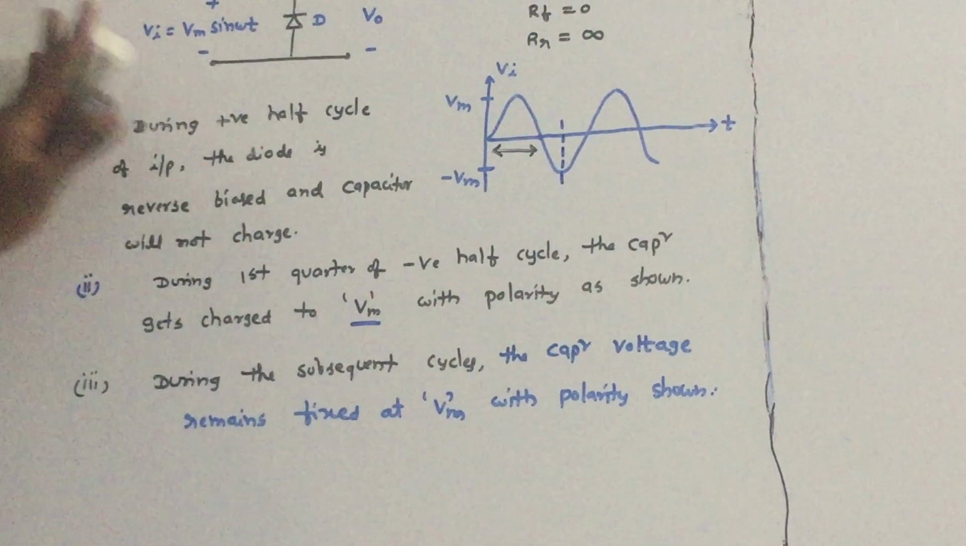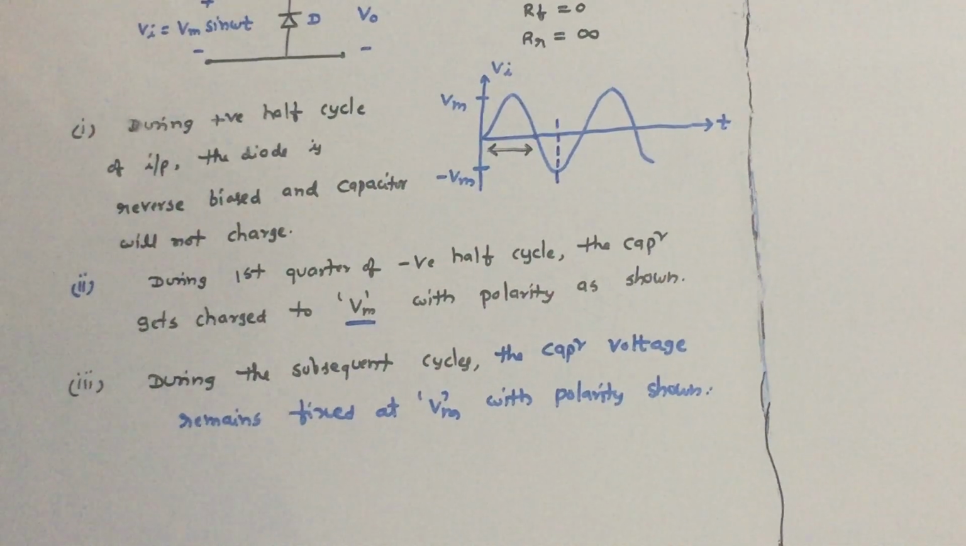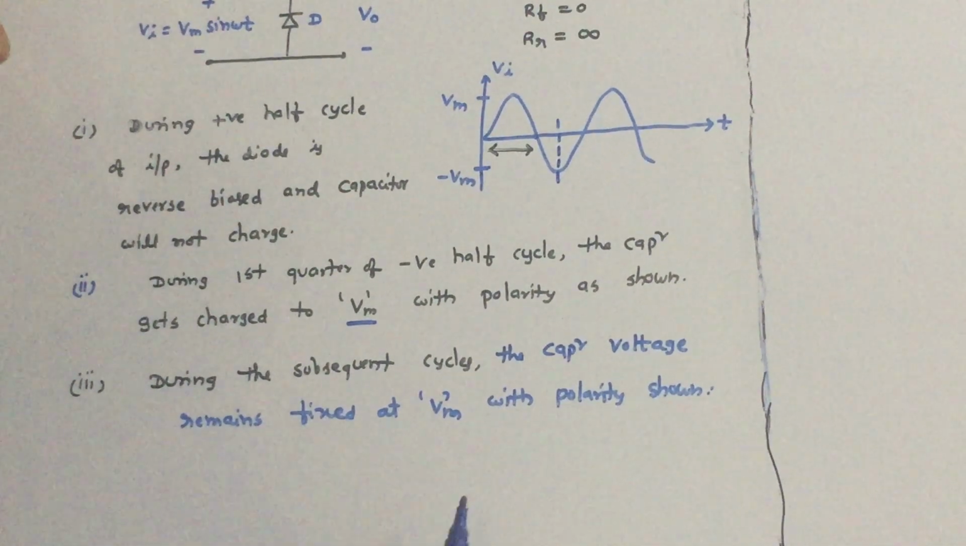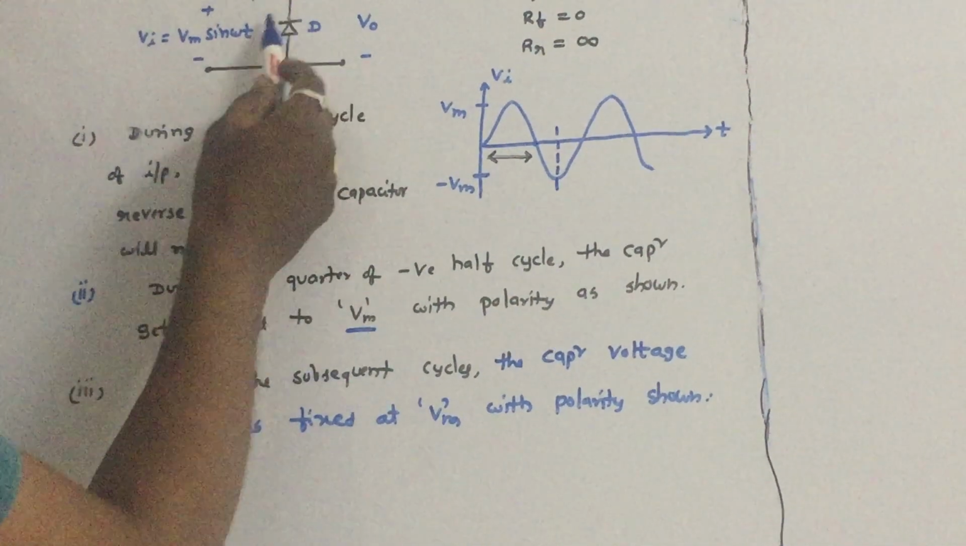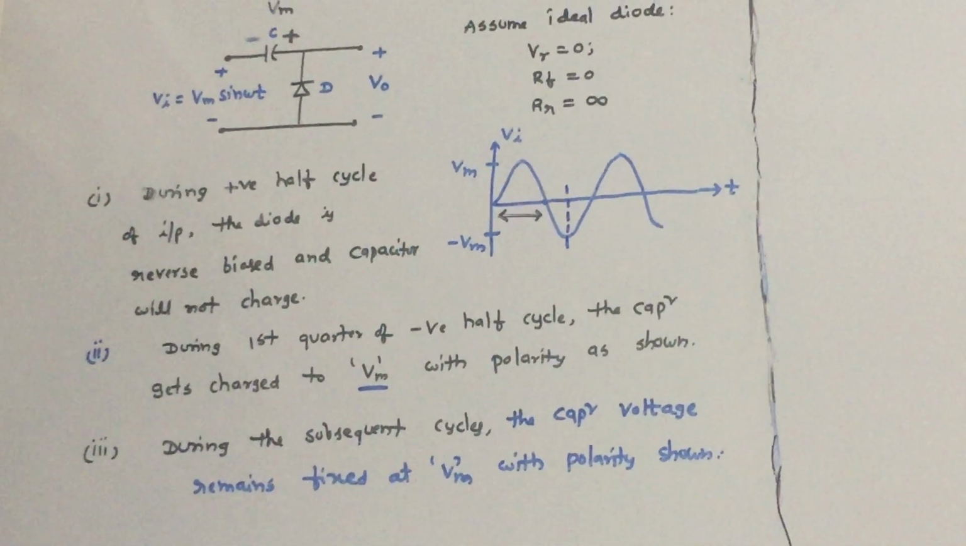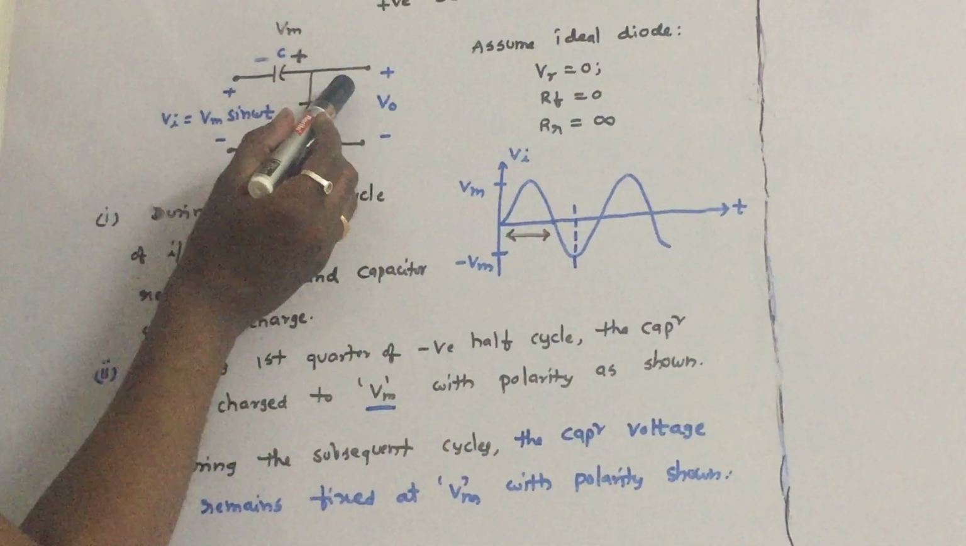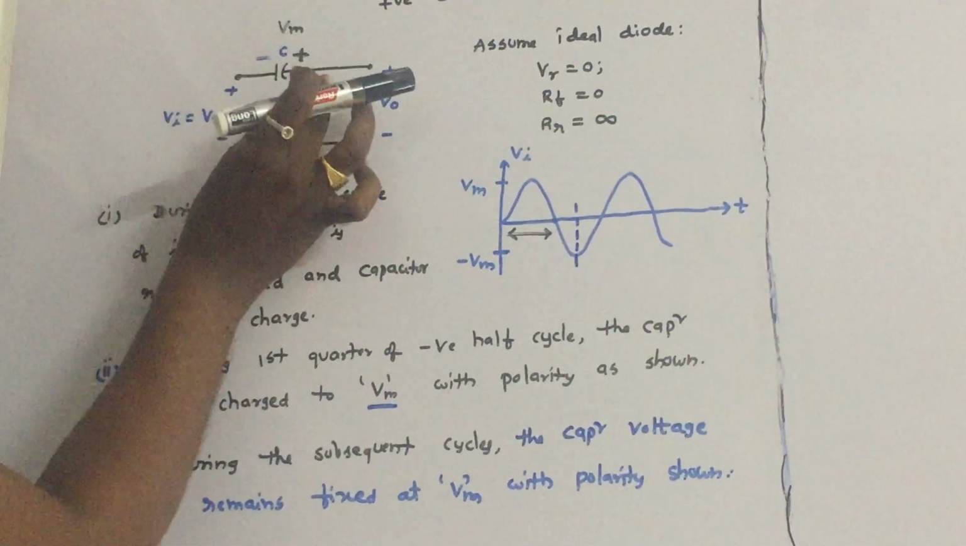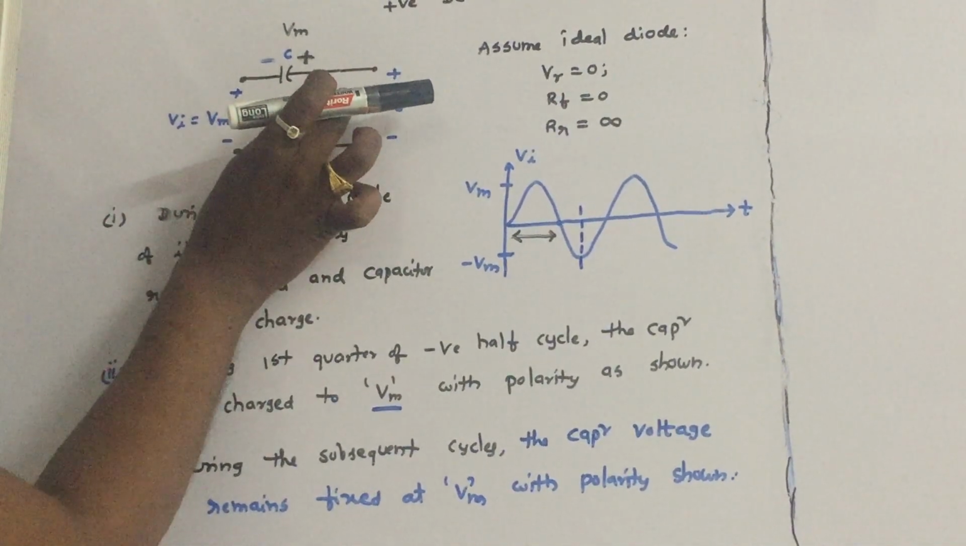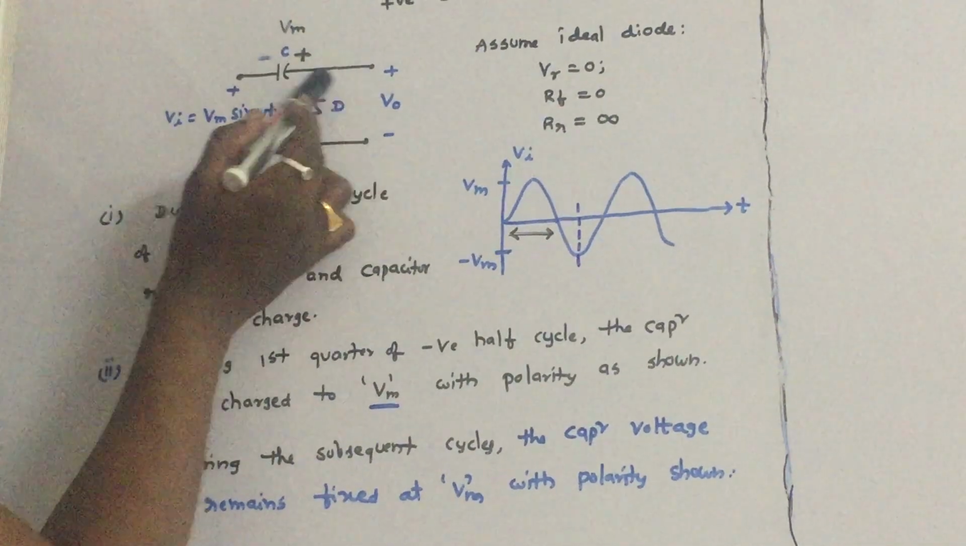With the polarity, it remains fixed at Vm. So the capacitor will not change its voltage because the diode is in reverse bias condition. Therefore, during the subsequent half cycles the diode is reverse biased, so it acts as an open circuit. So what is the output equation?